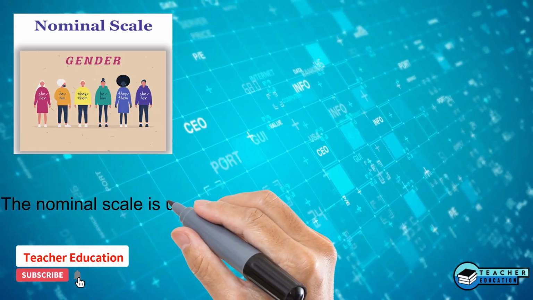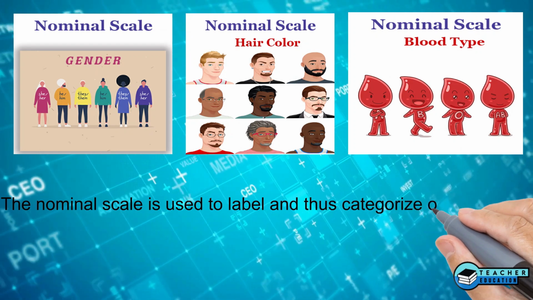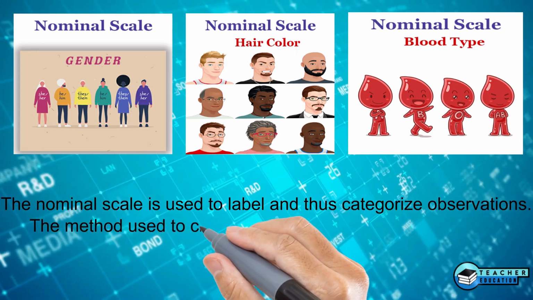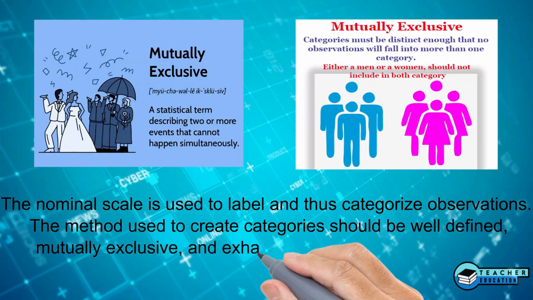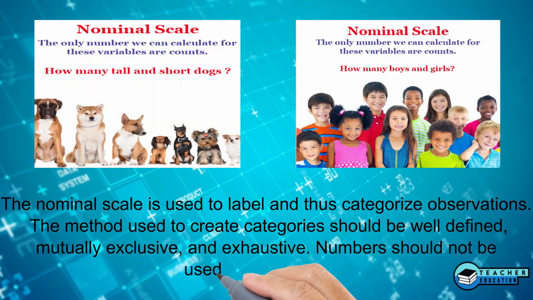The nominal scale is used to label and thus categorize observations. The method used to create categories should be well defined, mutually exclusive, and exhaustive. Numbers should not be used mathematically.